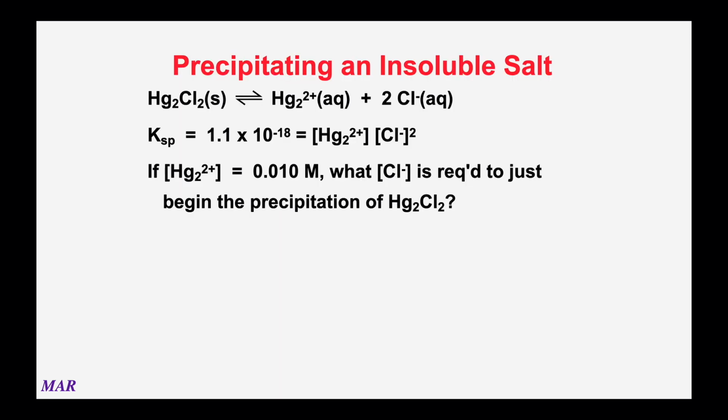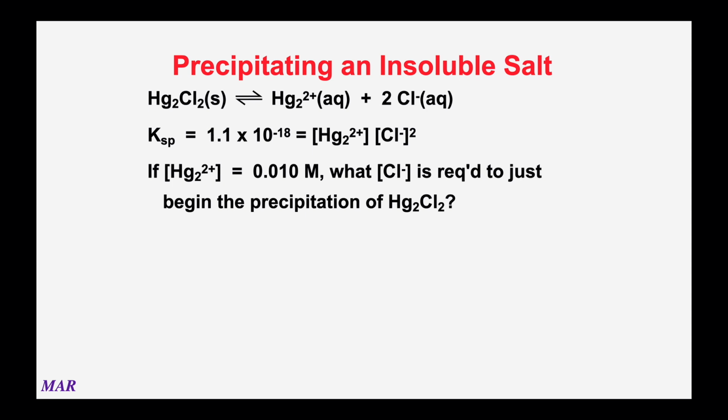Here's an example with that weird mercury 2 ion. This is Hg2Cl2, which is very insoluble. It's breaking down to the mercury 2+ ion and 2 chlorides. Now KSP for this reaction, 1.1 times 10 to the minus 18th. And again, that's going to equal the product of the ions, nothing on the bottom because no solids or liquids. KSP equals mercury 2+ times the chloride ion squared.